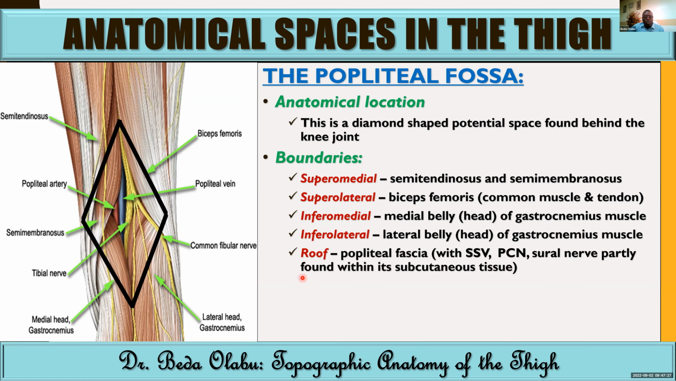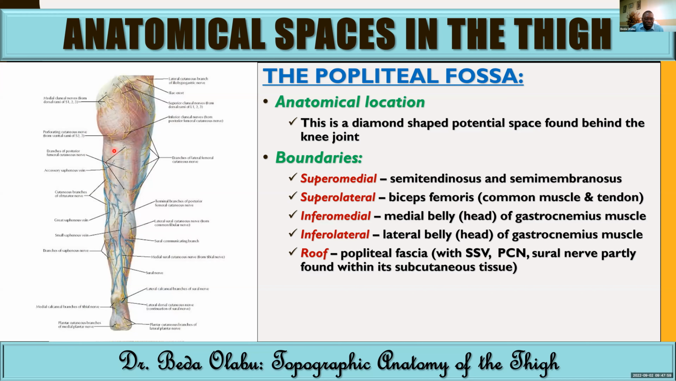The roof of the popliteal fossa is formed primarily by the popliteal fascia. The popliteal fascia is the extension of the fascia lata over the popliteal fossa. So that's the popliteal fascia, the one that forms the roof. However, there are some structures which are found in the subcutaneous tissue of this roof. We can mention a few. We have the small saphenous vein. Look at this. So this is fascia lata. The extension of the fascia lata over the popliteal fossa is what we call the popliteal fascia.